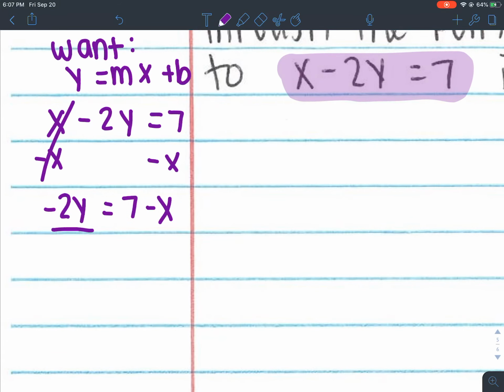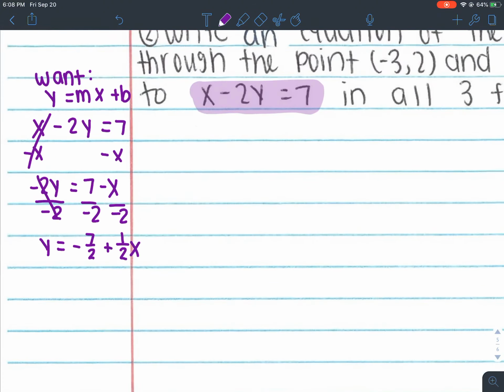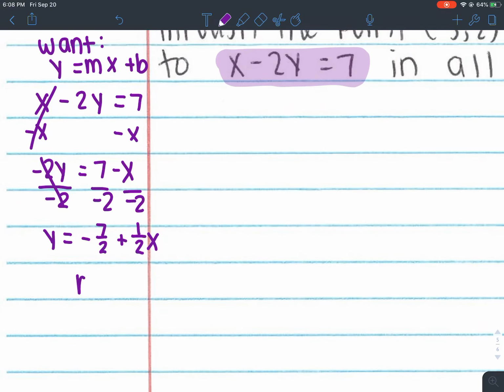Okay, now once I'm here, I want to make sure I divide everything by negative 2. Negative 2 divided by negative 2 is positive 1, which cancels. And y equals negative 7 over 2. And then the number in front of our x is a negative 1, right? So we have negative 1 divided by negative 2, which is going to give me a positive 1/2. Remember, a negative divided by negative is a positive. So our original m is 1/2, a positive 1/2.